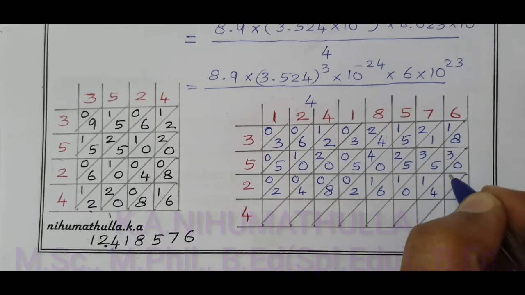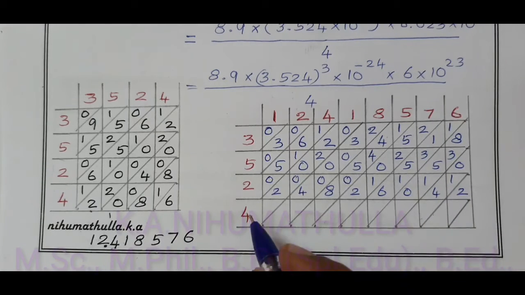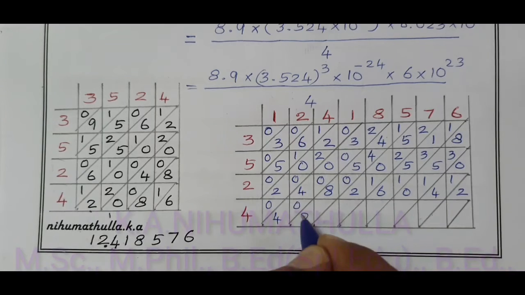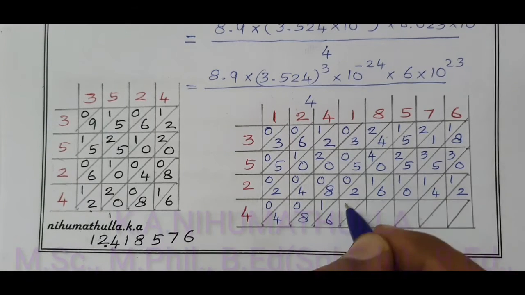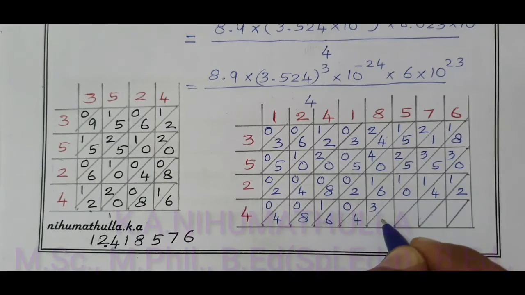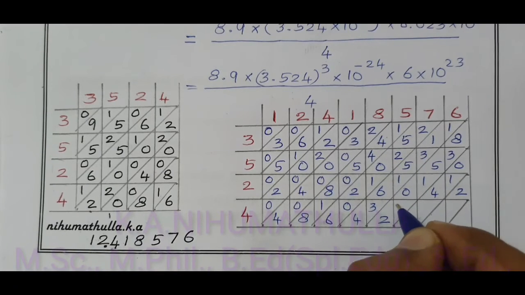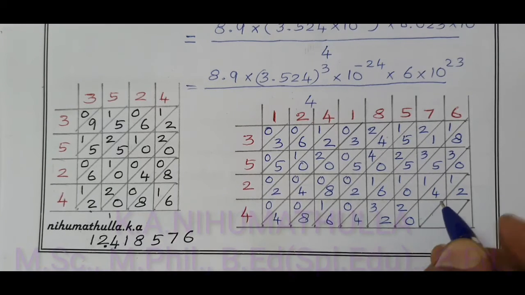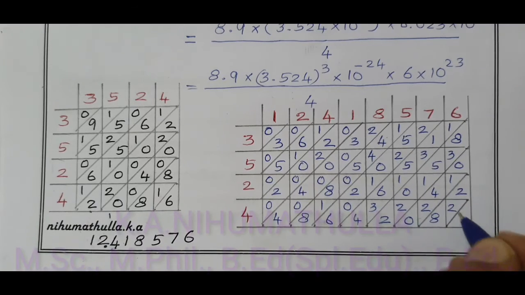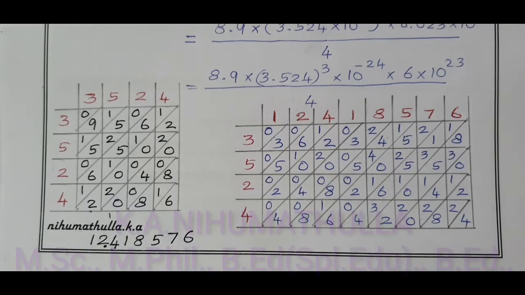2 6s are 12. 4 into 1 equal to 4. 4 into 2s are 8. 4 into 4s are 16. 4 into 1 equal to 4. 4 into 8s are 32. 4 into 5s are 20. Again 4 into 7s are 28. 4 into 6 are 24. Now we have to add all these numbers.